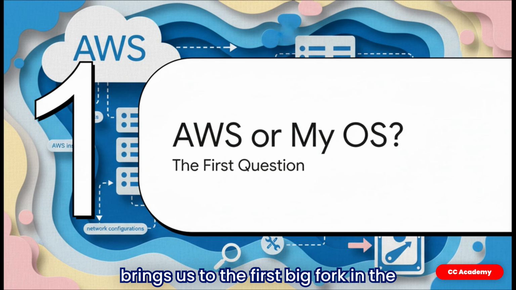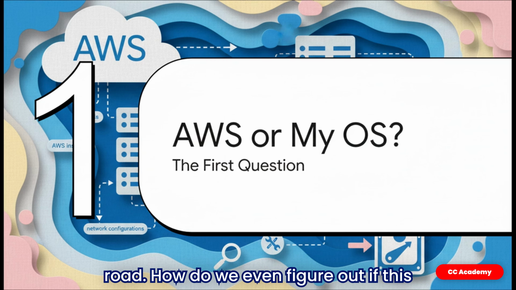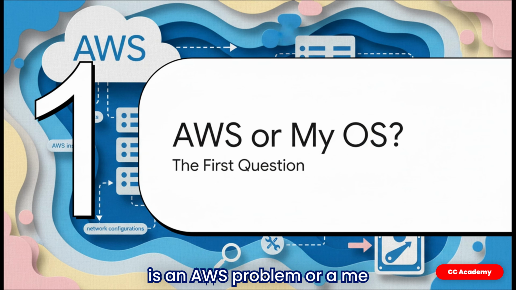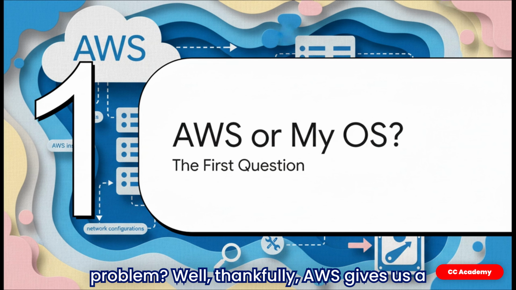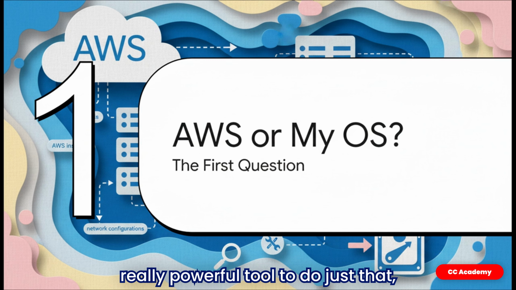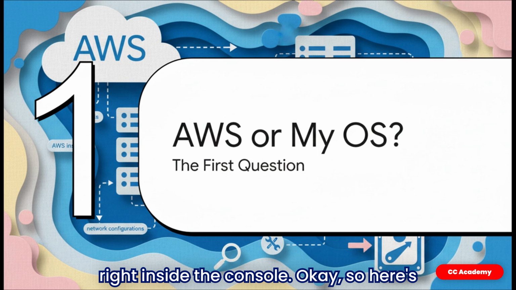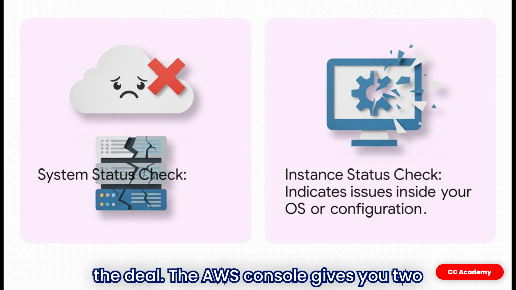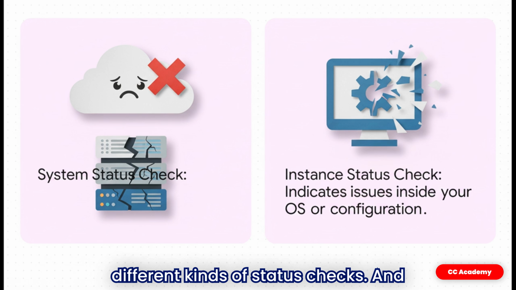So that brings us to the first big fork in the road. How do we even figure out if this is an AWS problem or a me problem? Well, thankfully, AWS gives us a really powerful tool to do just that, right inside the console. Okay, so here's the deal. The AWS console gives you two different kinds of status checks. And this is the key.